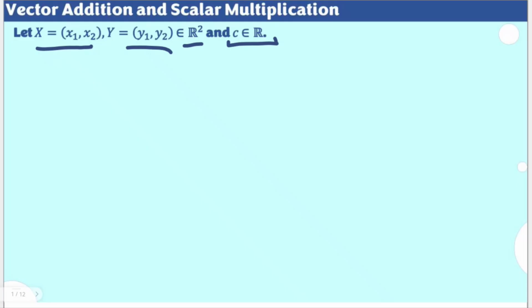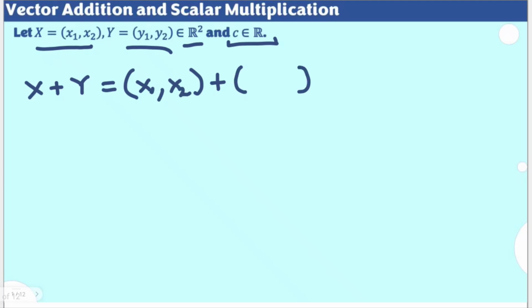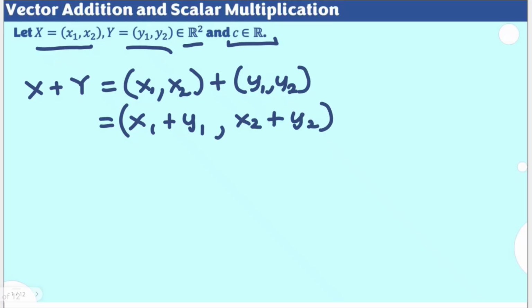To illustrate vector addition, if we are going to add the two vectors x and y, the vector addition allows us to add the first components and second components respectively. In short, you have here x sub 1, x sub 2, and y sub 1, y sub 2. For vector addition, simply add the components: x sub 1 and the first component of y, which is y sub 1, and then your second components, x sub 2 and y sub 2.